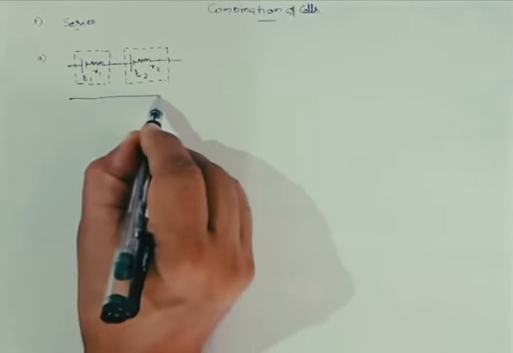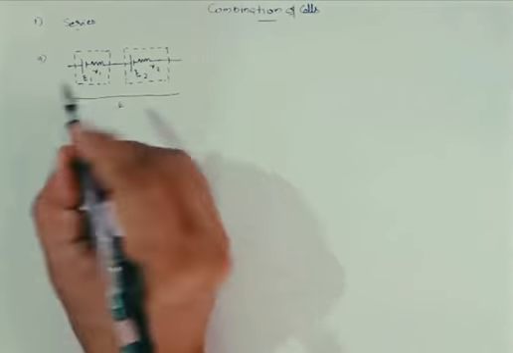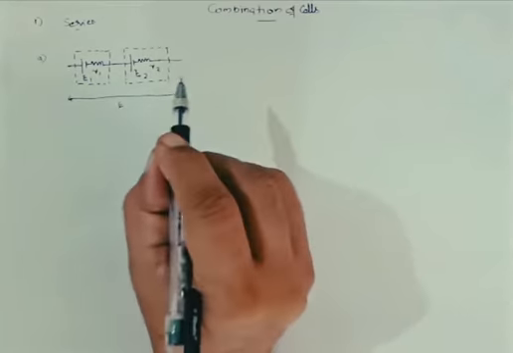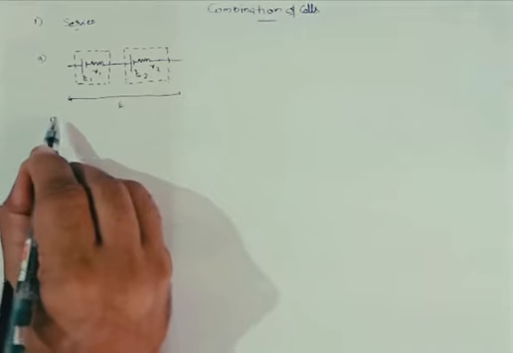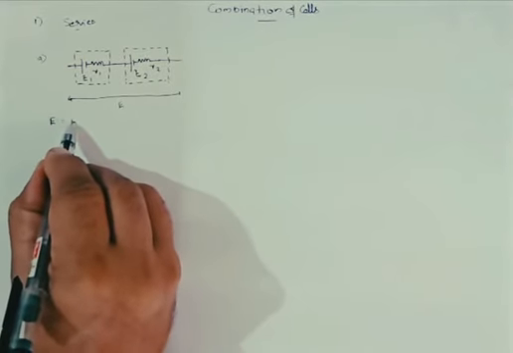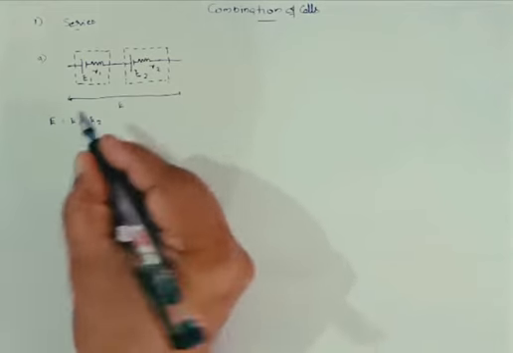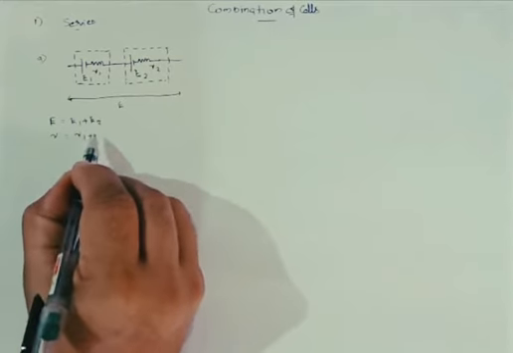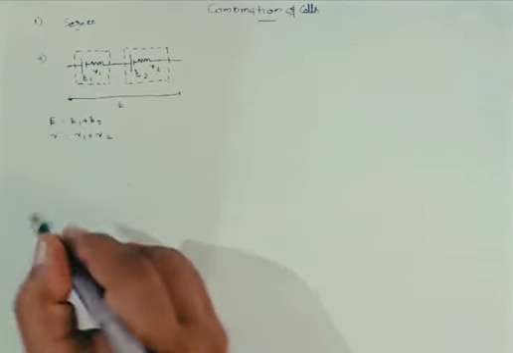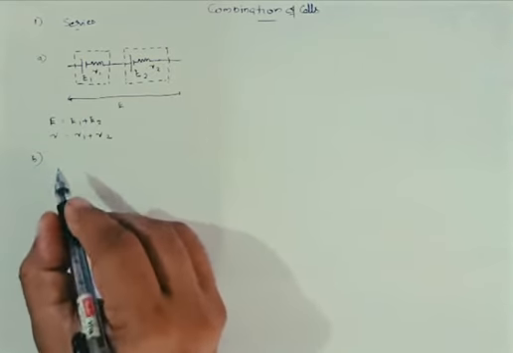Now the effective EMF between the two ends of the combination E is equal to E1 plus E2 because they are in the same direction. And the effective internal resistance R is equal to R1 plus R2 because they are in series.